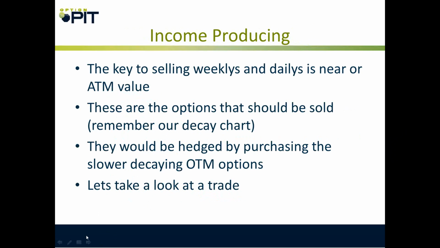All right, so let's talk about income producing. The key to selling dailies and weeklies is that near or at the money value. Remember, these are the options that should be sold because of that exponential decay. And then you can hedge it by purchasing the slower decaying option.